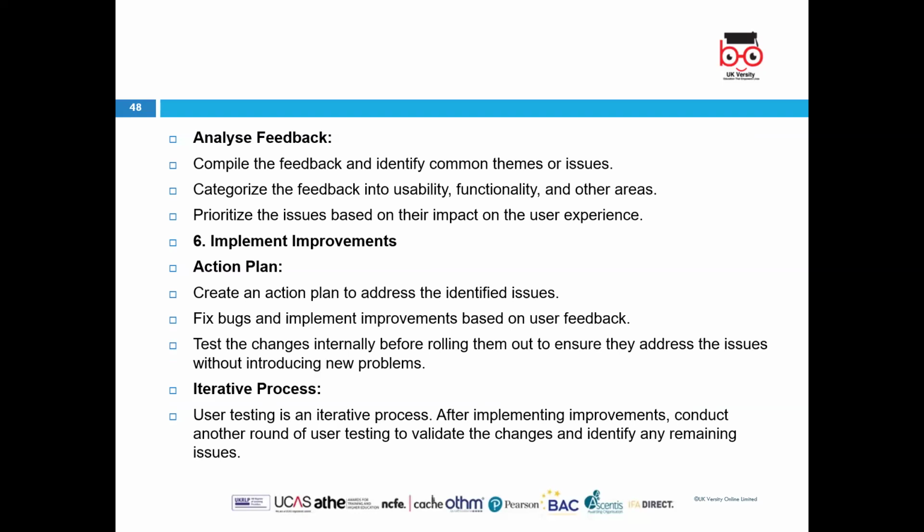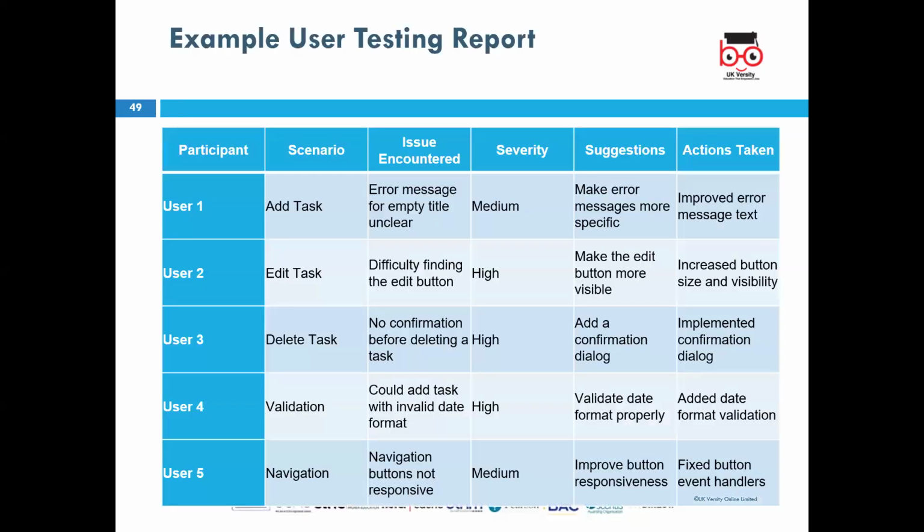Lastly, we're going to analyze the feedback and implement improvement. So we now have to create an action plan of how we're going to fix these bugs in an iterative process where, after the improvement, we conduct another round of user testing to validate the changes that have been made and see if we've now fixed those issues.